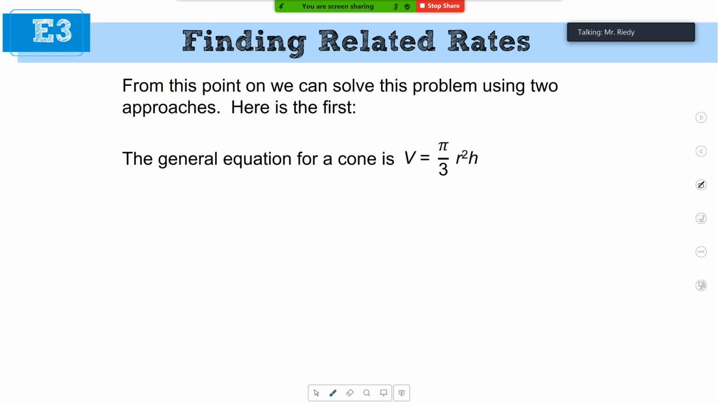Four. General equation. Step 4. There's the general equation, I gave that to you. Step 5. Help me out, Paige. What's 5? It's take the derivative. Okay, so take the derivative of that puppy.